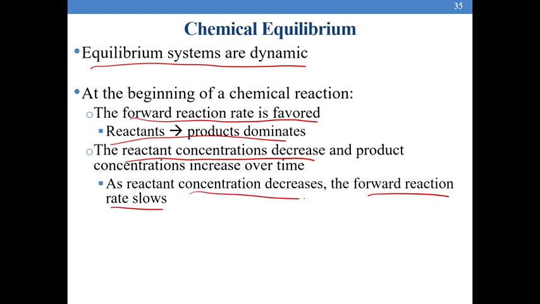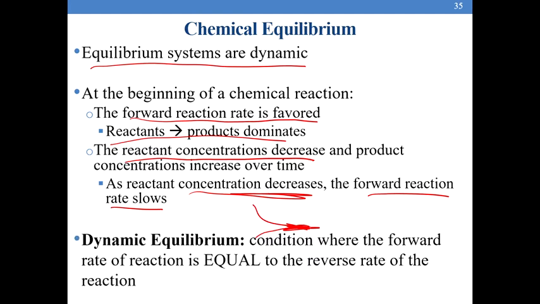The amount or concentration of A and B reactants decreases until we eventually get, like where the two lines met on the graph, the two lines met, the forward and reverse rates, dynamic equilibrium. And that's the condition where the forward rate and the reverse rate are equal. Okay, so the forward and reverse are equal, and there's not really much change going on.